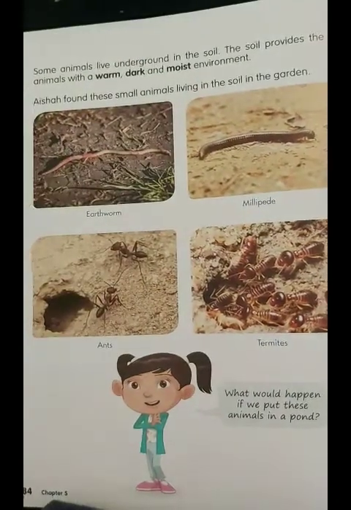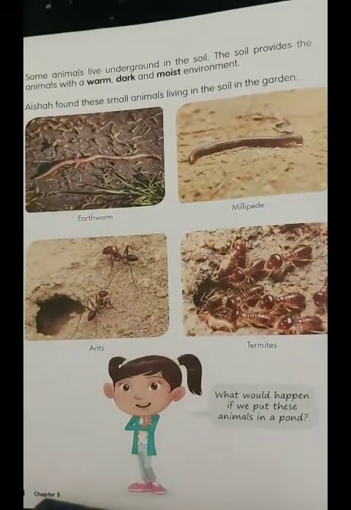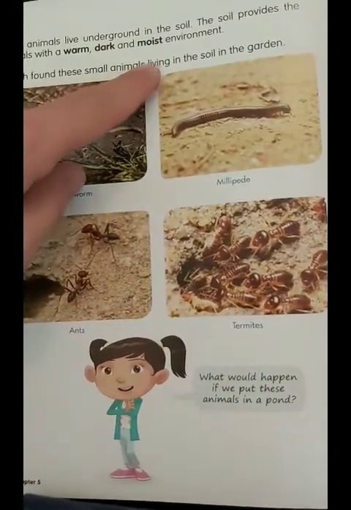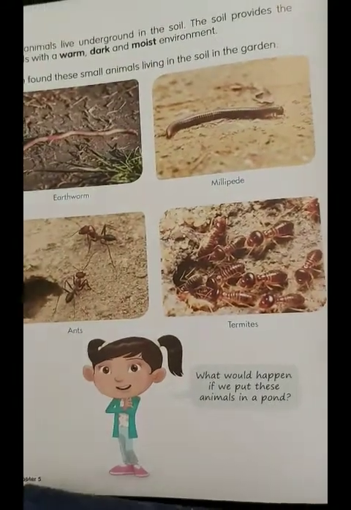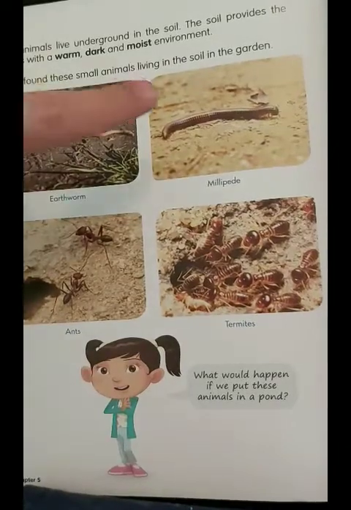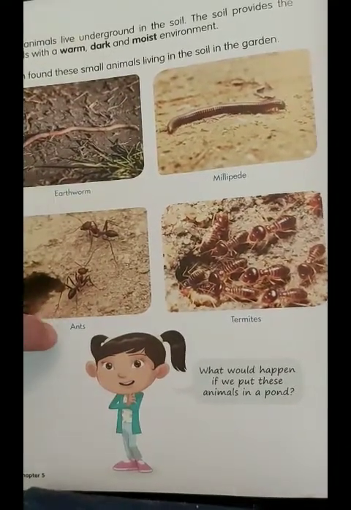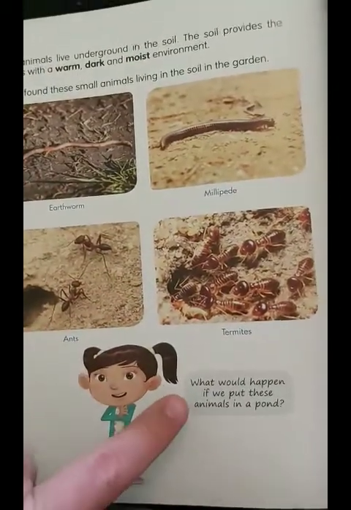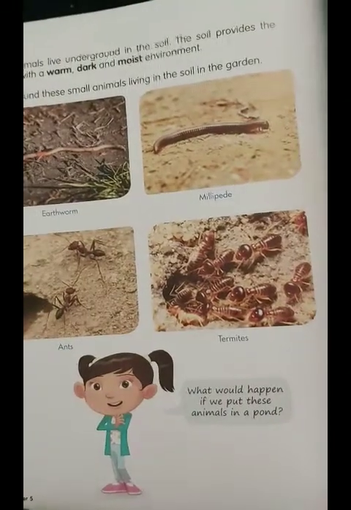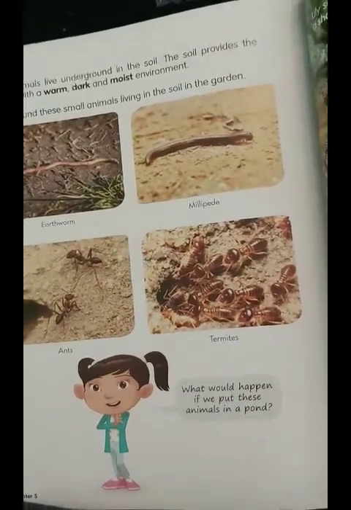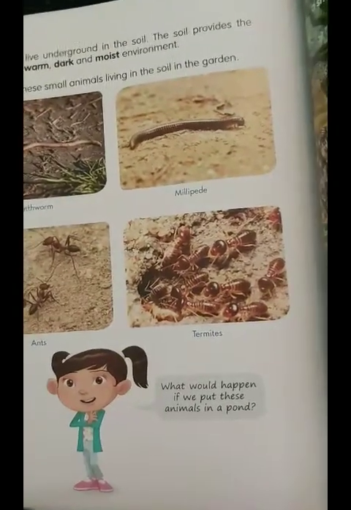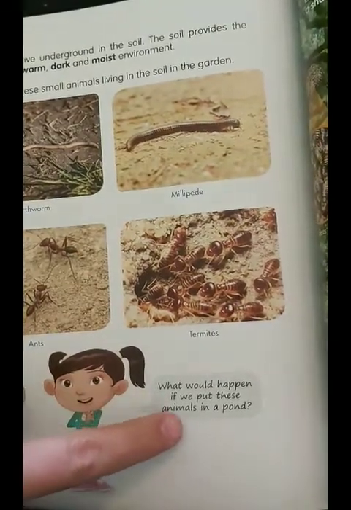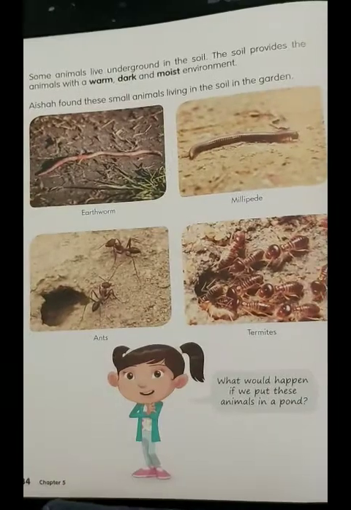Moist means it's not wet and it's not dry, okay? Aisha here, this girl, found these small animals living in the soil in the garden. These are all small creatures, the earthworm and the ants, termites, millipedes. These all live underground. And not all of the insects, of course, live underground, because you have the flies, they don't live underground. We have many insects that don't live underground, bees, stuff like that. Okay, what would happen if we put these animals in a pond?